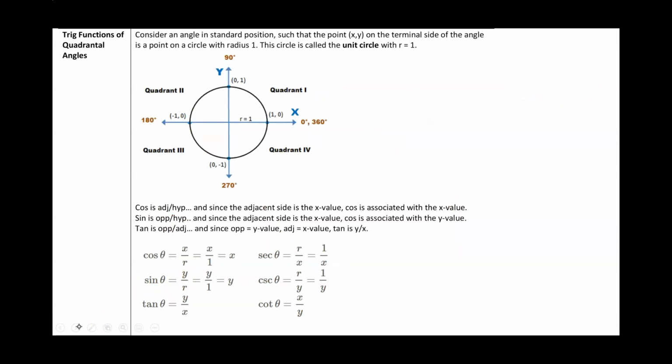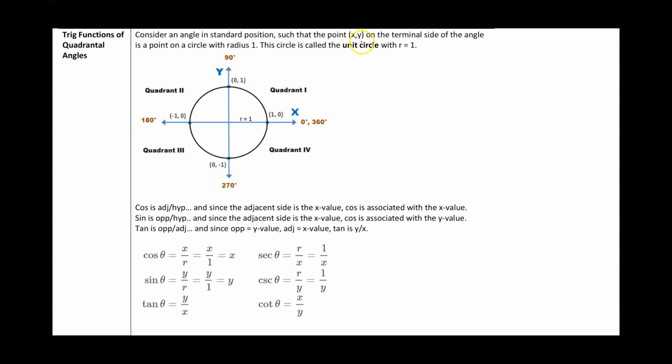Now let's talk about the trig functions of quadrantal angles. What is a quadrantal angle? A quadrantal angle is any angle that's on either the x or the y axis, the positive or the negative. So those angles are 0 and 360, 90, 180, 270, and then back to 360, which is why 0 and 360, they're coterminal.